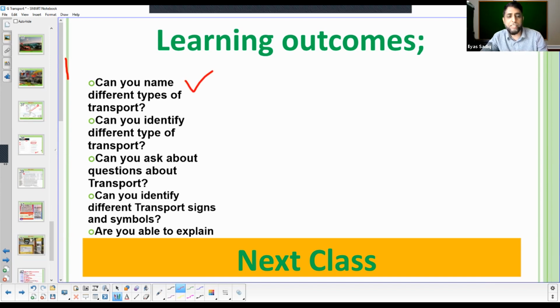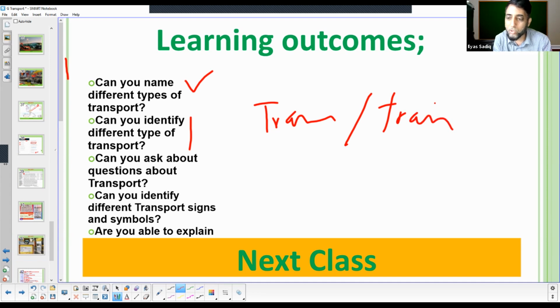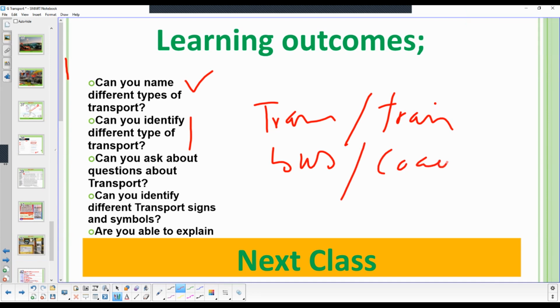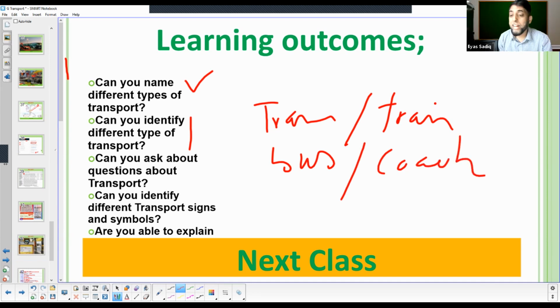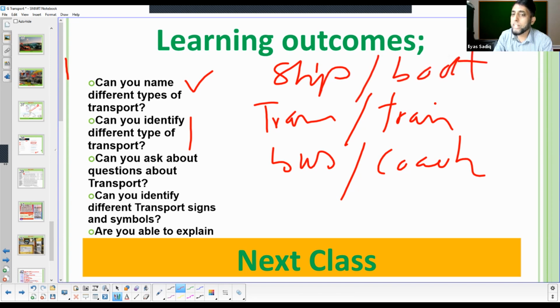Then, can you identify different types of transportation? You can now identify what is a tram and what is a train, right? You can identify what is a bus and what is a coach. You can identify a ship and a boat, a tram and a train, a bus and a coach.